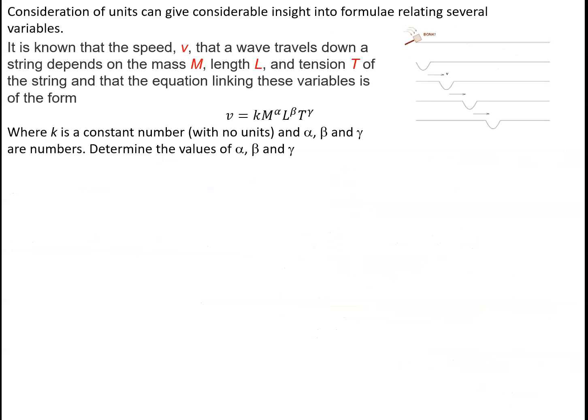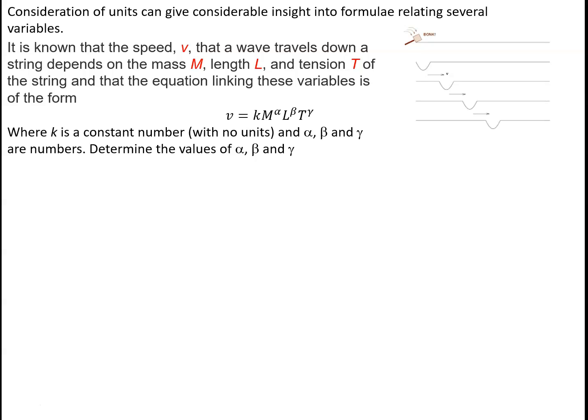As a second application, it's known that the speed v that a wave travels down a string depends on the mass, m, the length, l, and the tension, T, of the string, and that the equation linking these variables is of the form v equals k times m to the alpha, l to the beta, T to the gamma, where k is a constant number, in other words, with no units. We've got to determine the values of alpha, beta, and gamma.